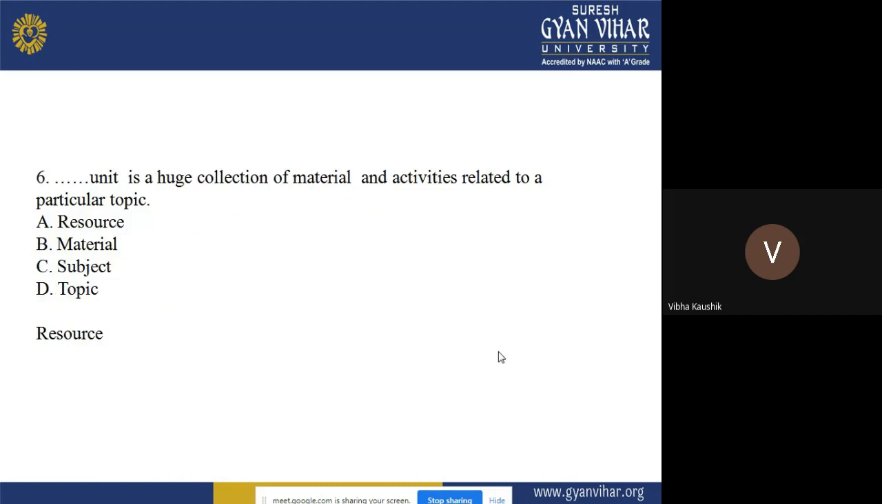Now the sixth one, dash unit is a huge collection of materials and activities related to a particular topic. Options are A resource, B material, C subject, or D topic. So these are the options and you have to select the correct one, and the correct one is option A, that is resources.